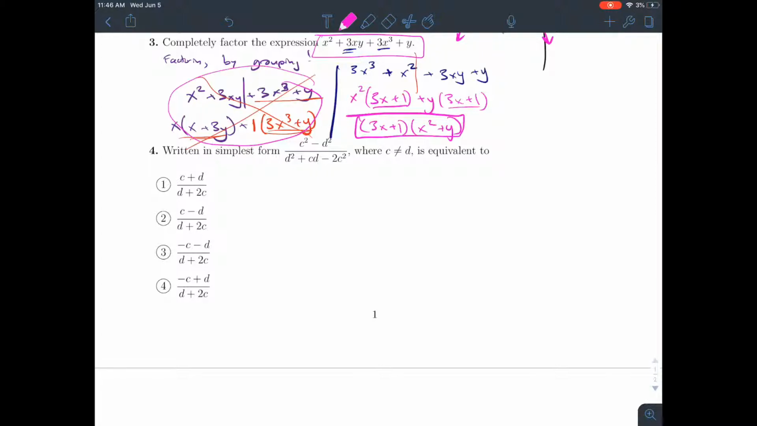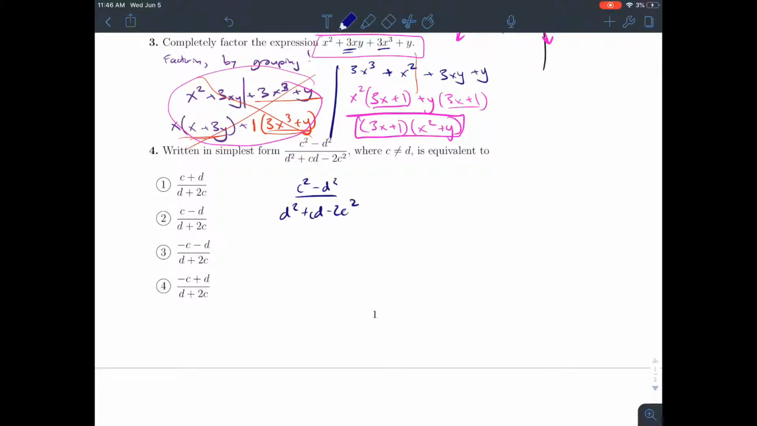Next up, we've got this, written in simplest form where c is not equal to d. This is equivalent to... So we want to simplify this fraction. So we're going to look first to see is there anything that can divide the whole top and the whole bottom. And it's kind of slim pickings. We could try c, but since c doesn't divide d, we can't divide the whole top. We could try d, but since d doesn't divide c, we can't divide the whole top. It looks like we have a 2 here, but none of the other terms have a 2, so we can't reduce the whole top and the whole bottom by 2. So it looks like we're in trouble with this one.